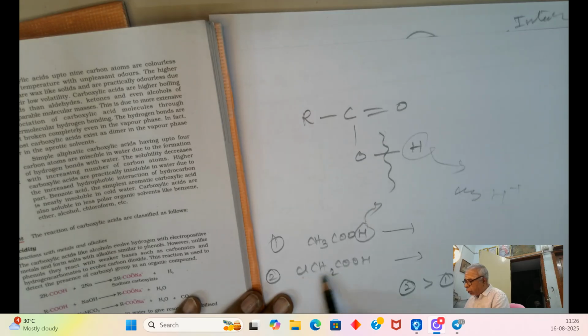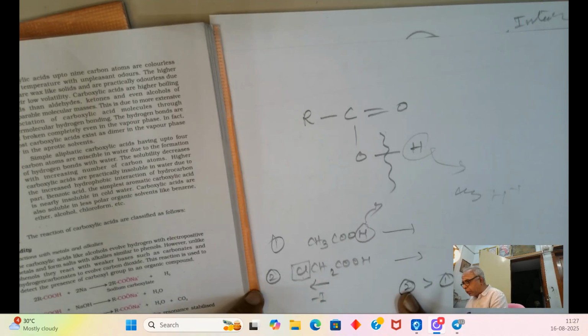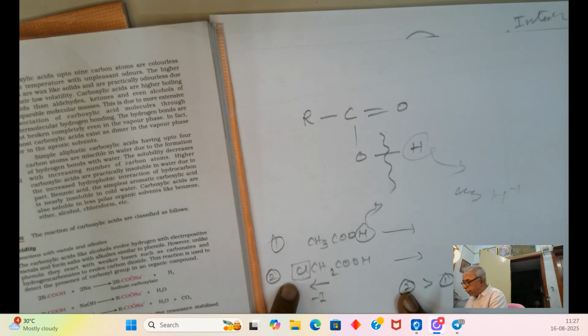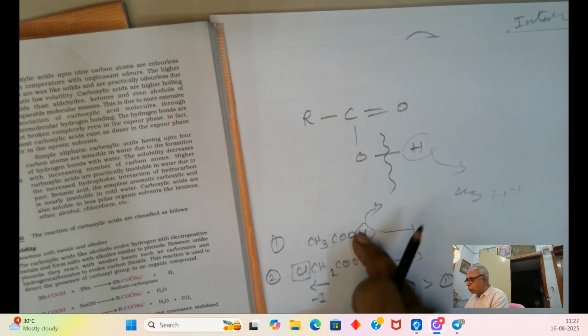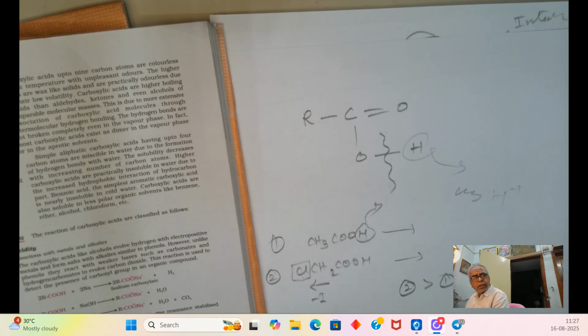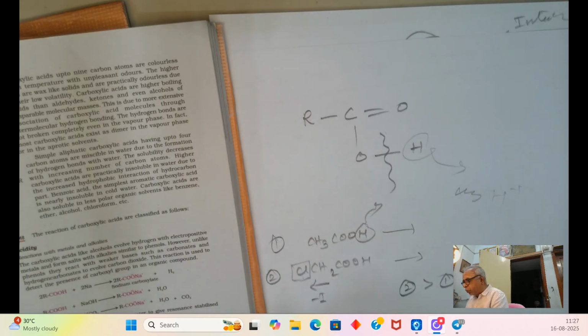In the case of chloroacetic acid, because of the presence of chlorine, there will be a minus I effect, right? It means the inductive effect takes place towards the electronegative atom. That is why the release of H plus will be much easier in the second case. And that is why fluoroacetic acid is stronger than acetic acid. Now, if the question is asked, which is more acidic, you have to write down the structure and apply these concepts. Then you can understand.